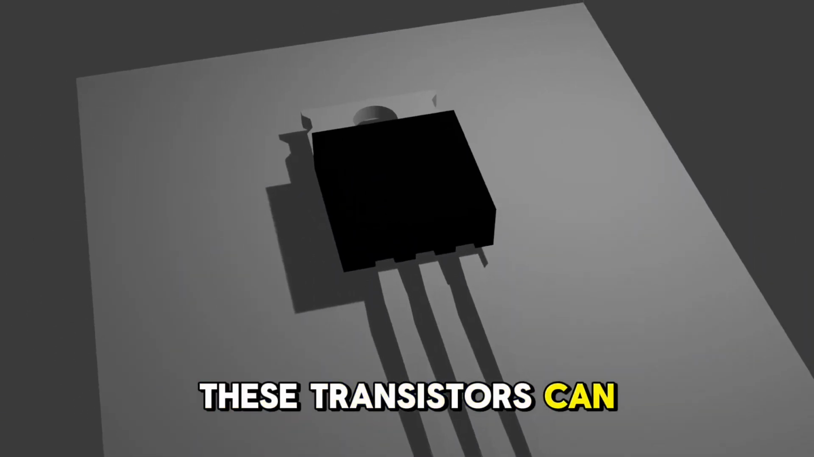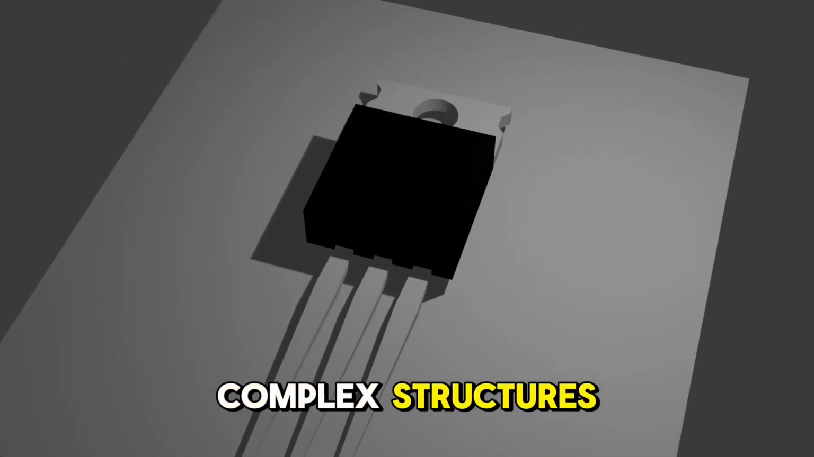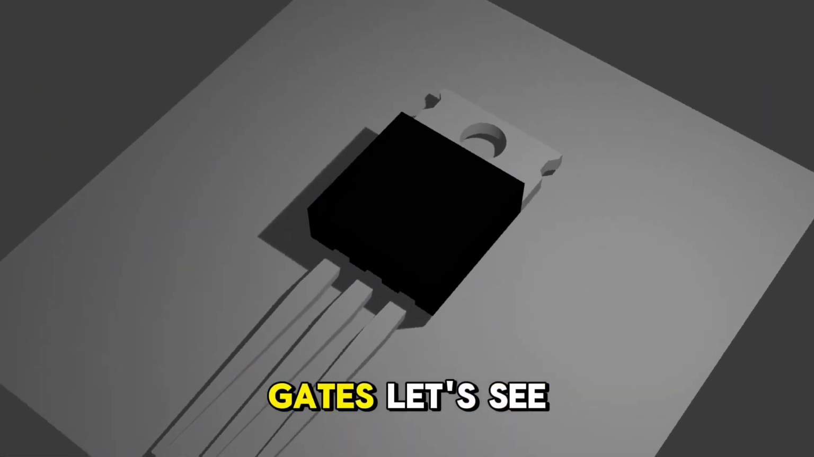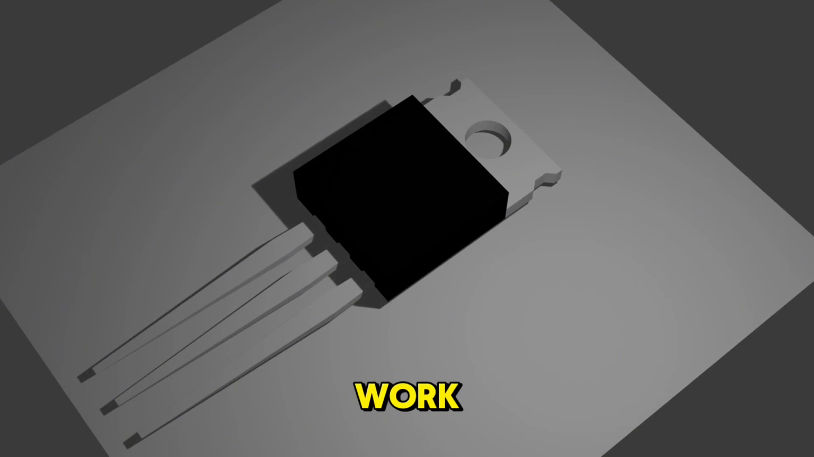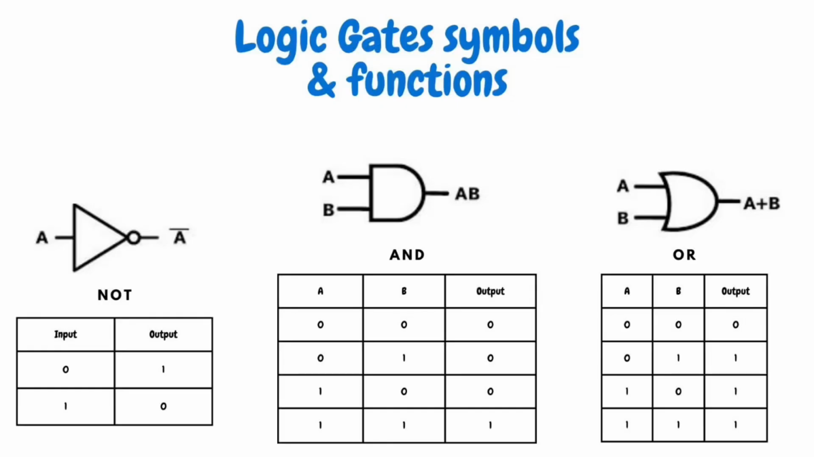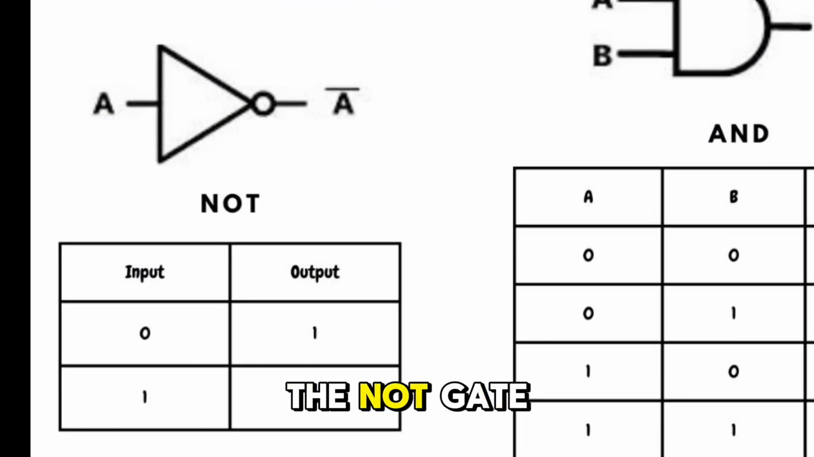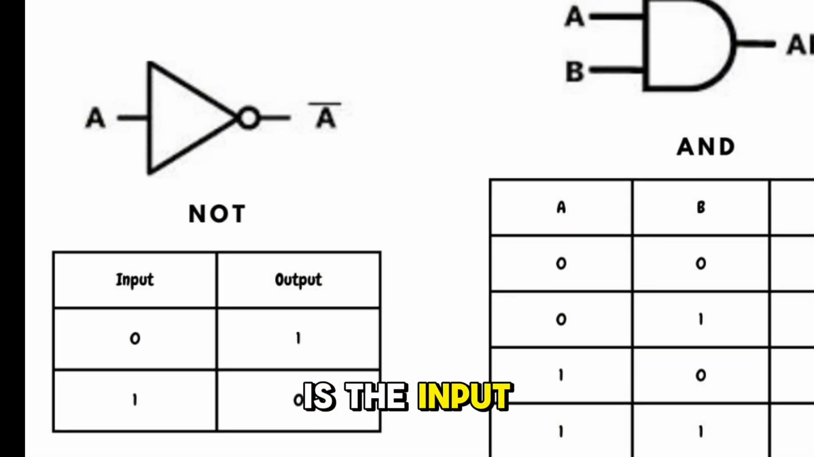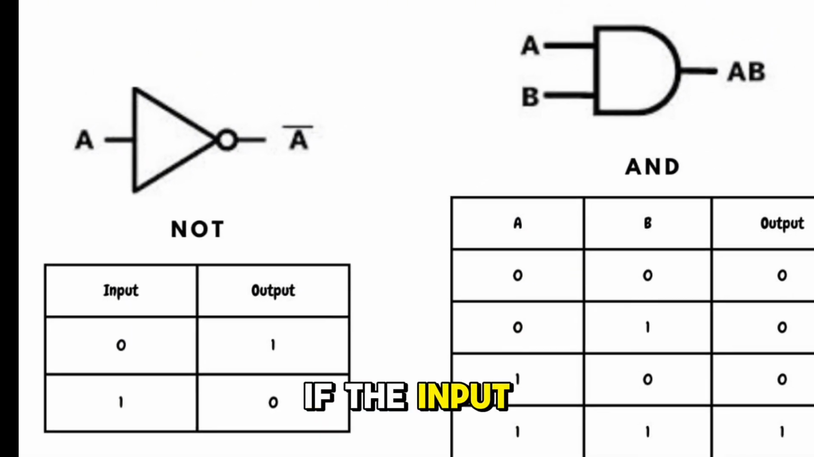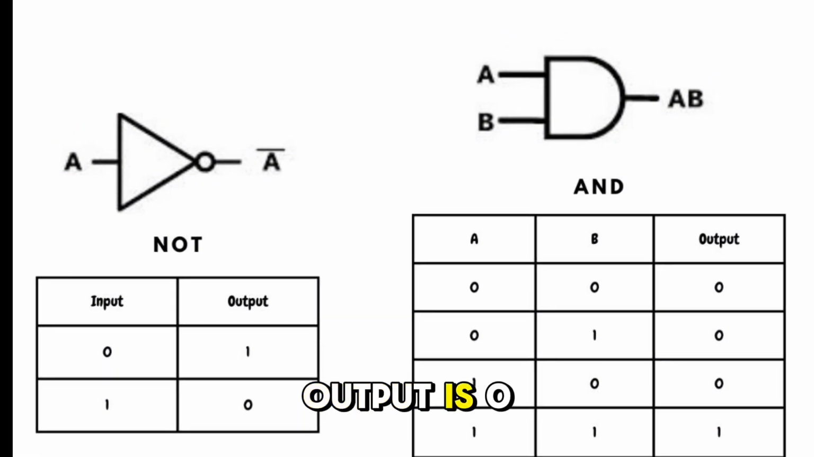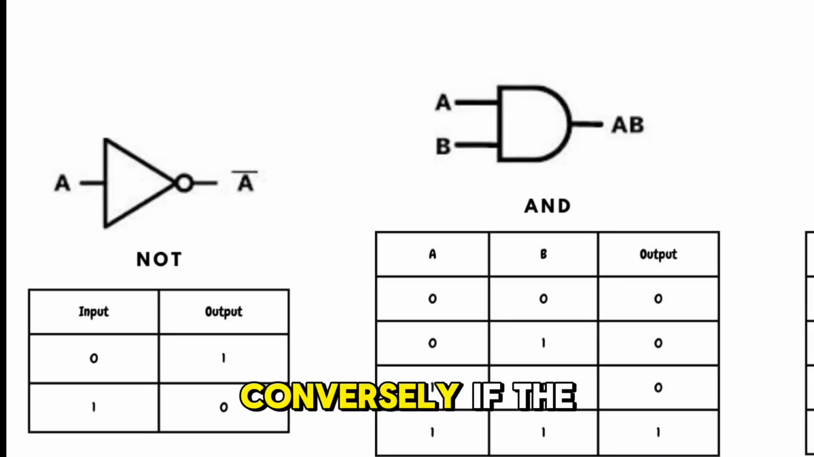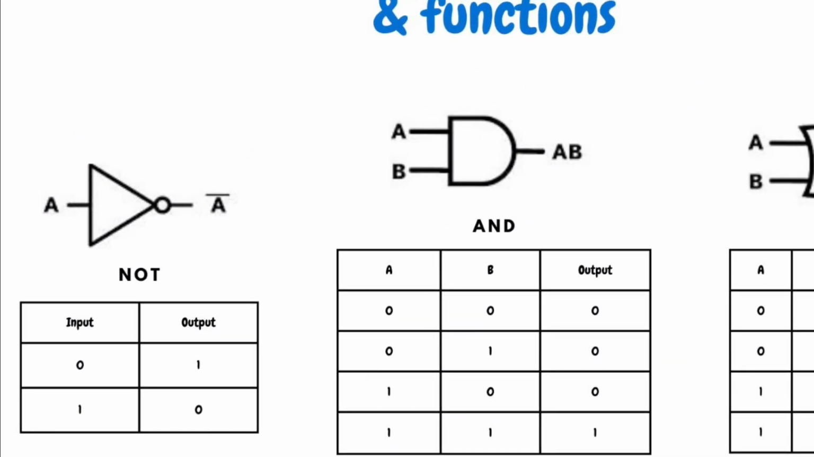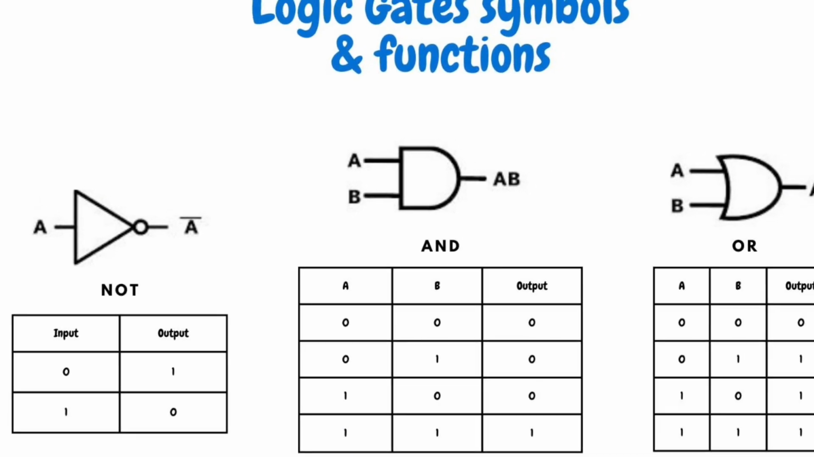These transistors can also be combined to form more complex structures, such as logic gates. Let's see how logic gates work. First, we have the NOT gate, the simplest logic gate. The task is to invert the input. If the input is 1, the output is 0. Conversely, if the input is 0, the output will be 1.